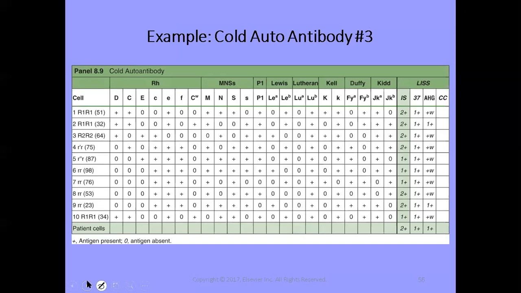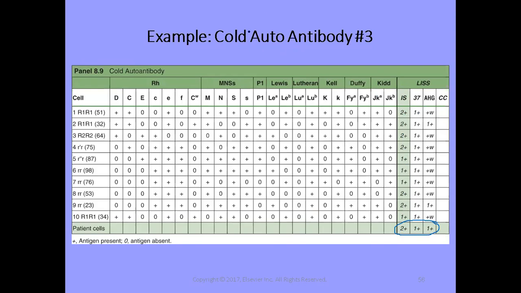So this is panel 8.9 from our textbook demonstrating a cold autoantibody. Let's look at what's happening. Okay, so we see when we look across, the strongest reactions are at immediate spin, which is why we think it's cold. Okay, and when we look down, we see every cell is reacting, including the autocontrol. This is the big clue why we think it's an autoantibody, because the patient is reacting with himself.